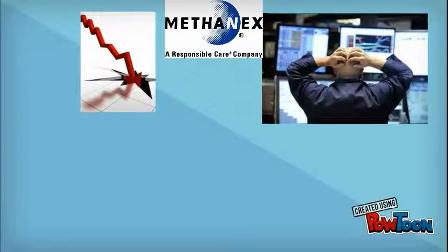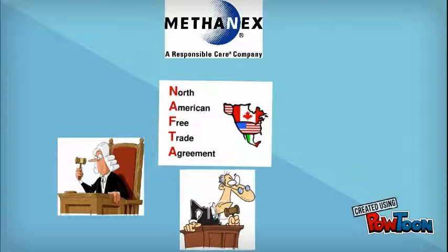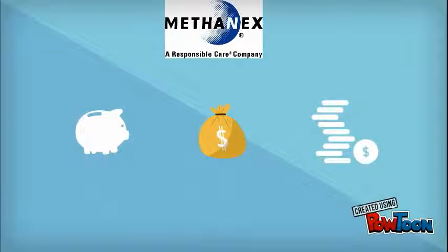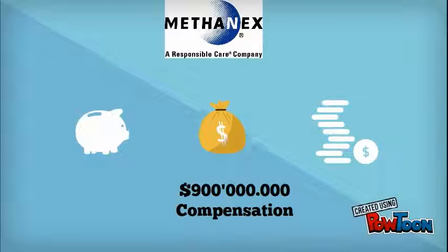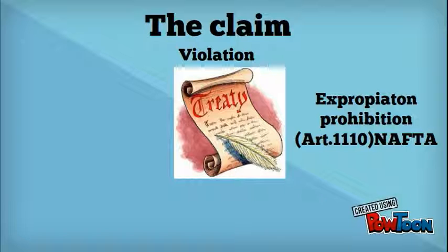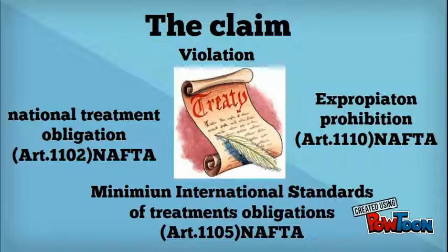Methanex were clearly affected by this ban, so they began a process on the NAFTA tribunal against USA, and they were seeking almost $1 billion in compensation from the United States. They argued that the ban is tantamount to an expropriation of the company's investment and thus a violation of the NAFTA's Article 1110, a breach of the national treatment obligation in Article 1102, and was also in breach of the minimum international standard of treatment obligation in Article 1105.